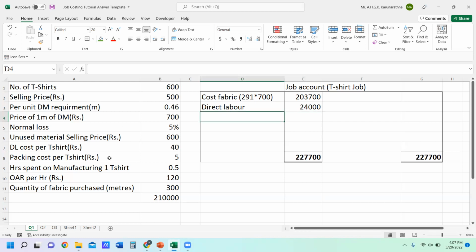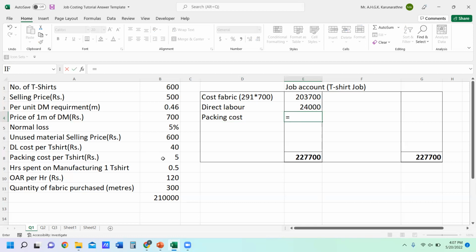Okay, packing cost per t-shirt is 5 rupees. Then total packing cost should be 5 rupees per t-shirt. Number of units produced is 600. It is 3,000.